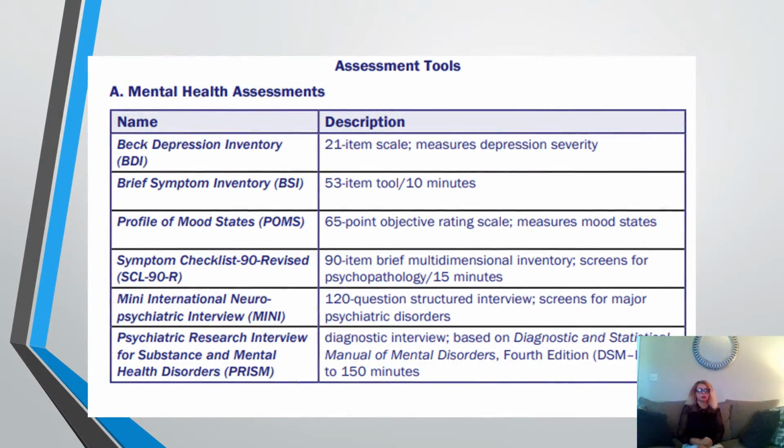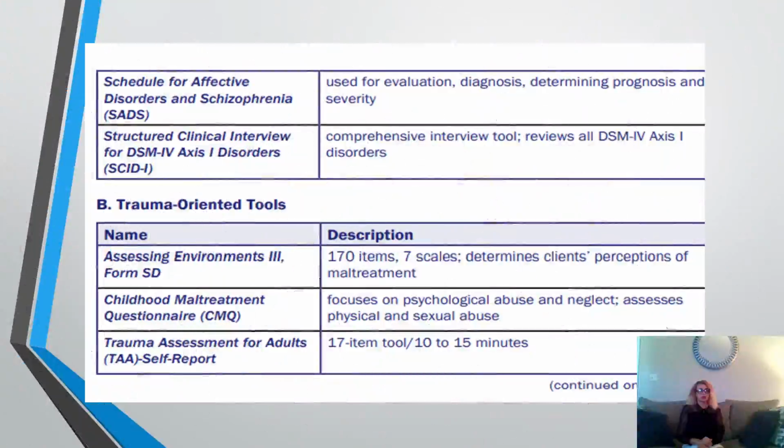Assessment tools. Here are some mental health assessments: the Beck Depression Inventory, the Brief Symptom Inventory, Profile of Mood States, Symptom Checklist 90 Revised, Mini International Neuropsychiatric Interview, the Psychiatric Research Interview for Substance and Mental Health Disorders, Schedule for Affective Disorders and Schizophrenia, and Structured Clinical Interview for DSM-5 Axis 1 disorders.